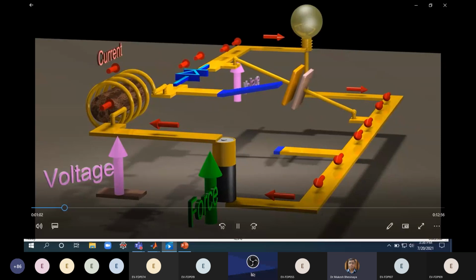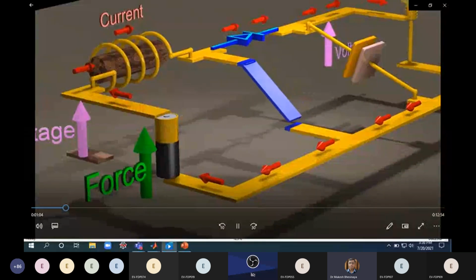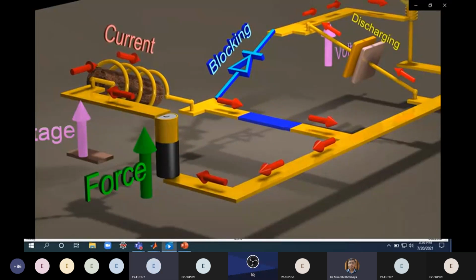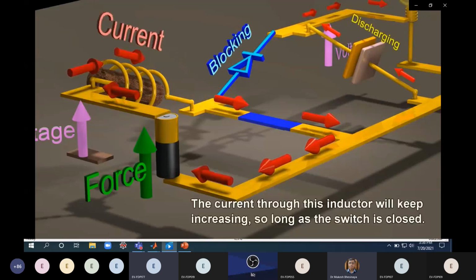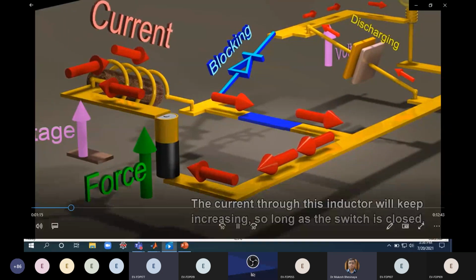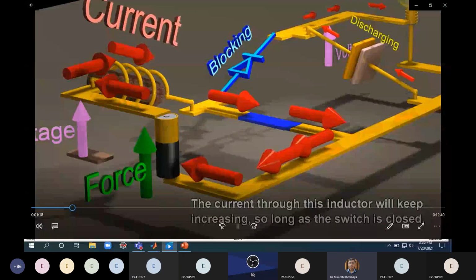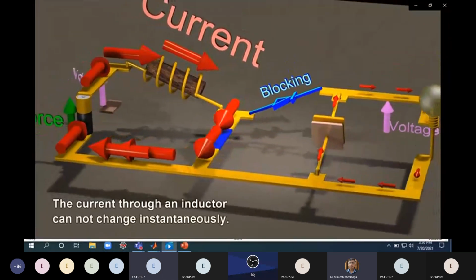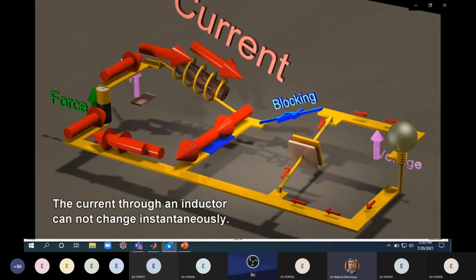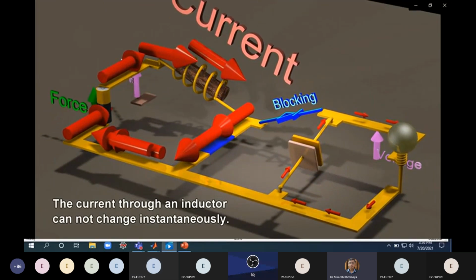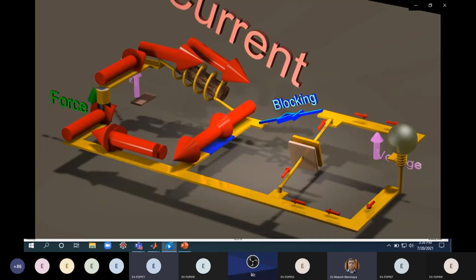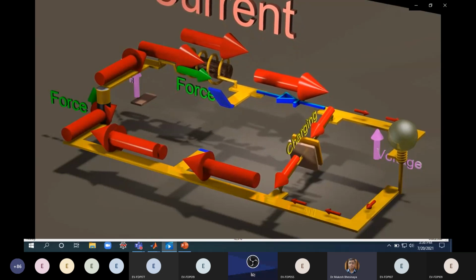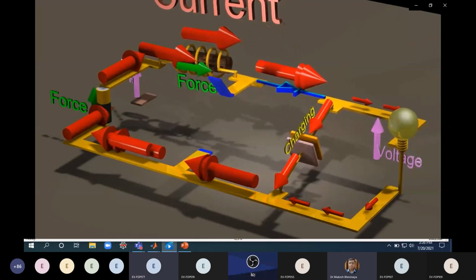If we close the switch, we will cause a DC voltage to appear across the inductor. The current through the inductor will keep increasing so long as the switch is closed. The current through an inductor cannot change instantaneously. Therefore, the moment we open the switch, the inductor will create a force causing the current to continue flowing.